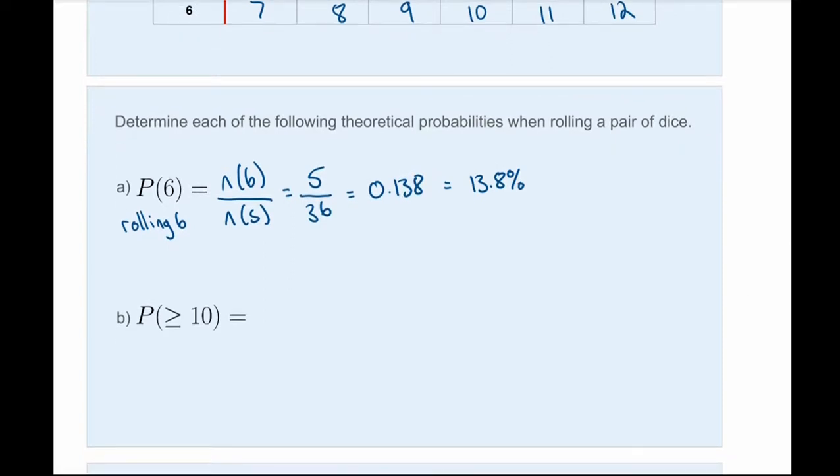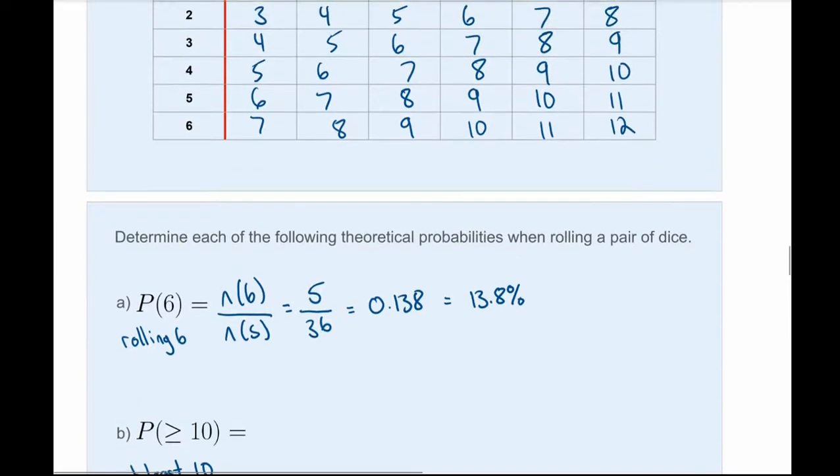For B, we're looking for P(x ≥ 10). Sorry, not less than, greater than or equal to 10. So essentially what this is saying is, what is the probability of at least 10? So any of these values can be 10 or greater.